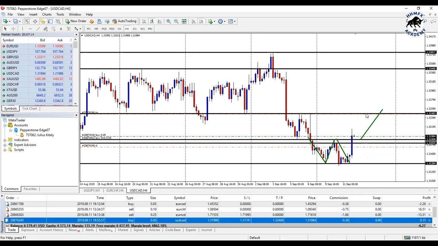Because the market will behave on these levels. The market will behave on those levels, guys. So it's very important for you to consider those levels. All right, guys. So this is how you trade. You trade using support and resistance.